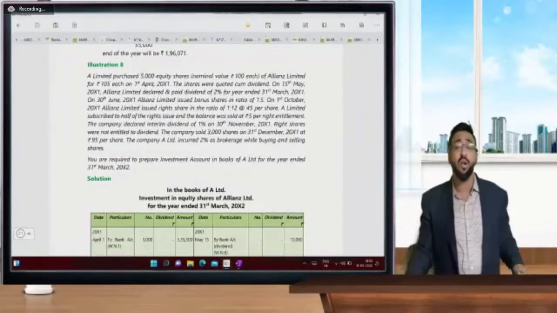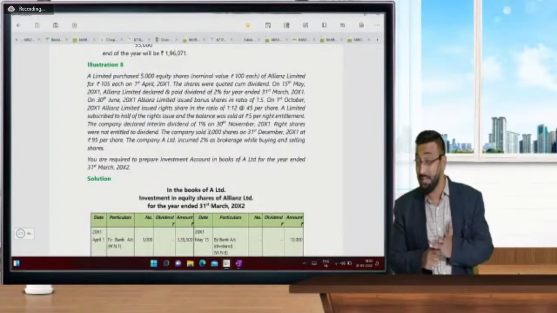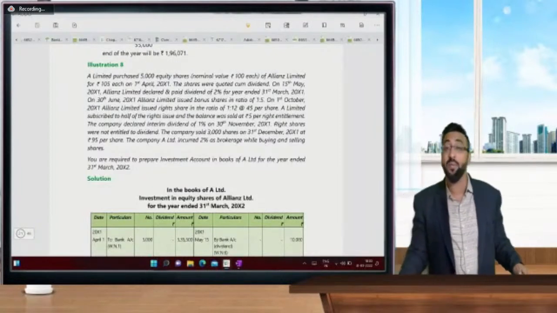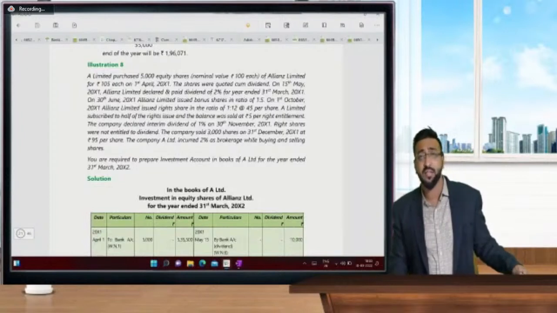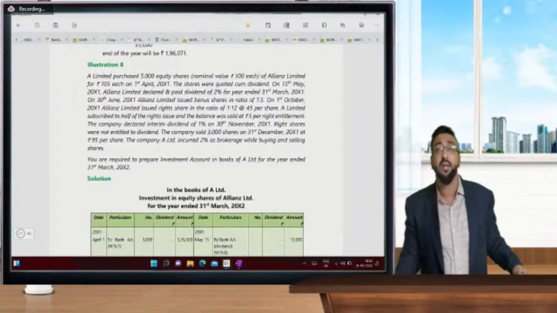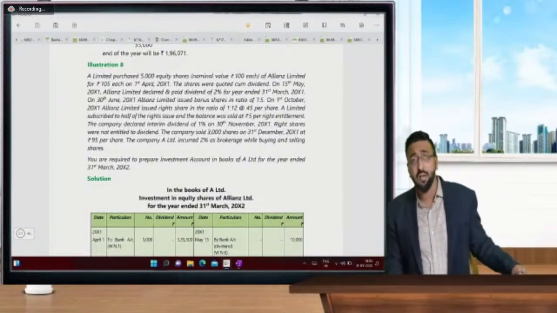Asset side, non-current assets: property, plant and equipment, intangible assets, capital WIP, intangible assets under development, non-current investment, deferred tax asset, long-term loans and advances, other non-current assets. Current assets: current investment, inventory, trade receivable, cash and cash equivalent, short-term loans and advances, and other current assets. So this is the pro forma of your current assets.